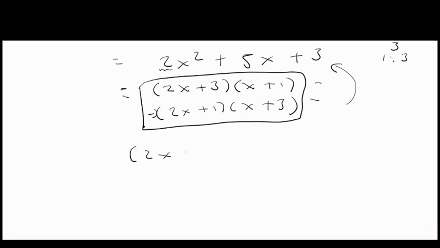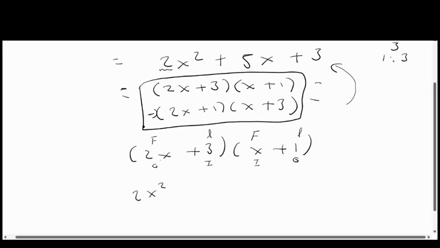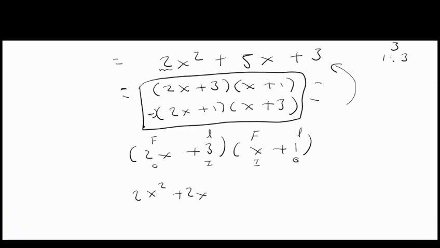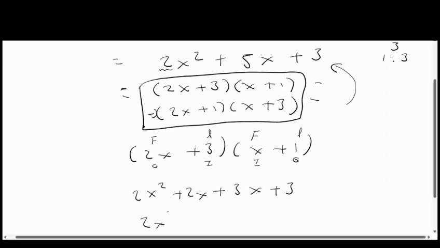We have 2x plus 3, x plus 1. Let's FOIL this. First, outers, inners, lasts. Now let's do the first. We're going to have 2x squared. Our outers, 2x times 1, that's just 2x. 3 times x, that's just 3x. 3 times 1, that's 3. Let's simplify further. We have 2x squared, 2x plus 3x gives us 5x, plus 3.